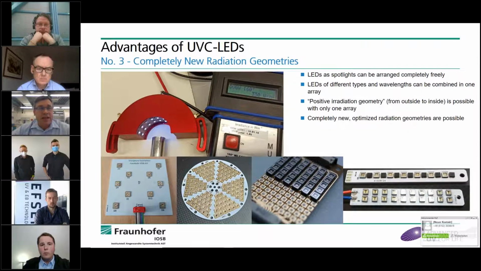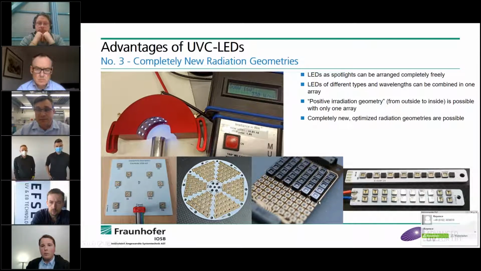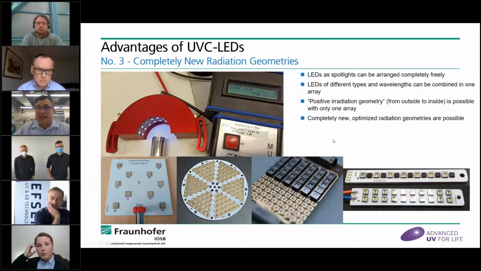The next advantage of UVC LEDs is that they are very small spot emitters, like spotlights, and you can arrange them completely freely in different configurations. You can use them on flat square panels, round panels. You can combine different LED wavelengths in one panel, you can build line arrays. And of course, you can build completely new arrays like this one, where the LEDs are placed on a flex PCB, which is glued into a cooling device. And so you can create optimized radiation geometries for your specific disinfection problem.